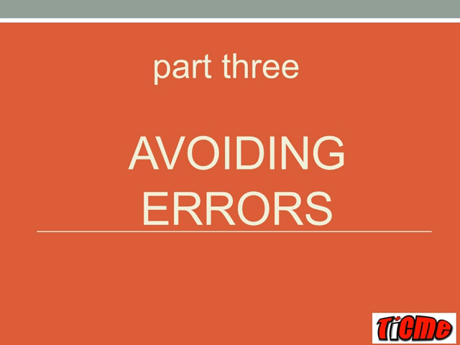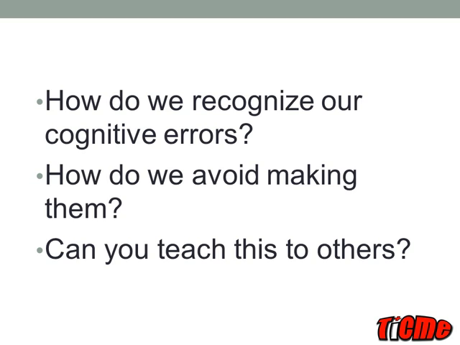first of all talked about thinking types and how our cognitive processes work. In the second tutorial we've talked about errors and how we define them, particularly cognitive errors and affective errors, and in this final part we're going to try and teach you about how you can avoid errors. So we're going to go through today how do we recognize our cognitive errors, how do we avoid making these errors, and can we teach this approach to other people.